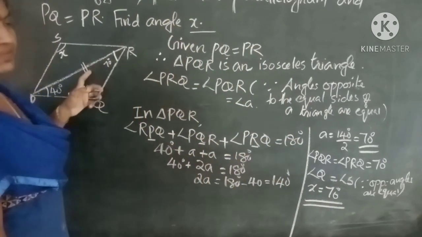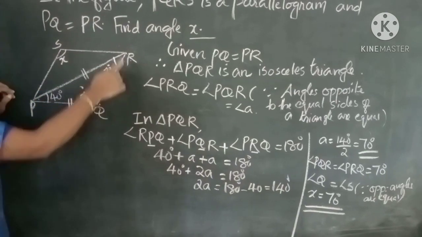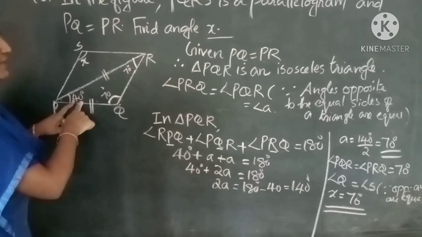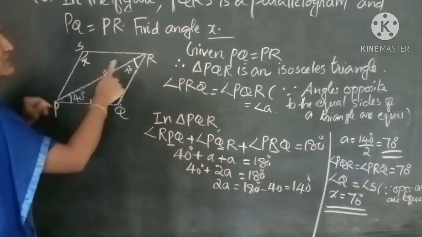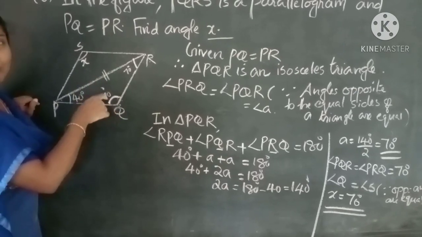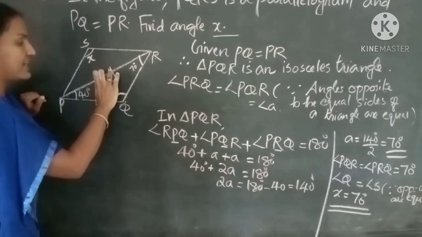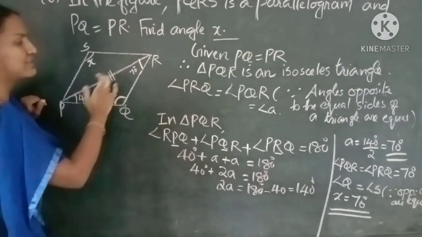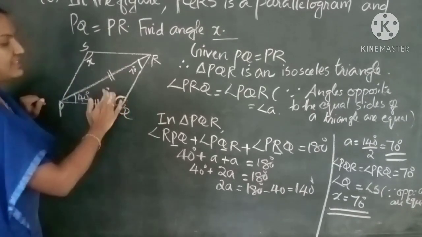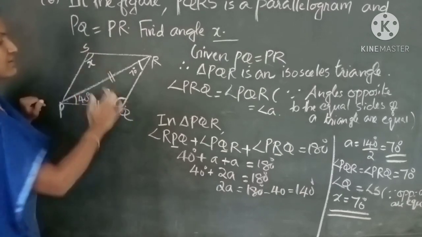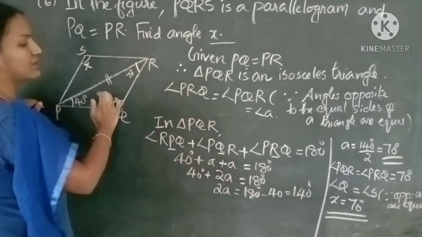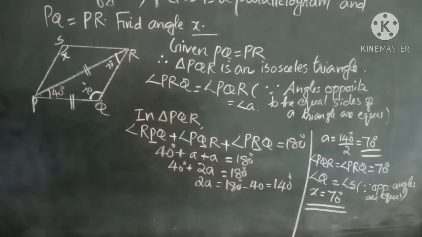Once more, in parallelogram PQRS, one angle is given as 40 degrees. We have to find the other angles by using the angle properties. The sum of the interior angles is 180 degrees. Given two sides are equal, so angles opposite to the equal sides of the triangle are equal. So this is 70, this is 70. By using the properties of a parallelogram, the opposite angles are equal. So x is equal to 70 degrees.